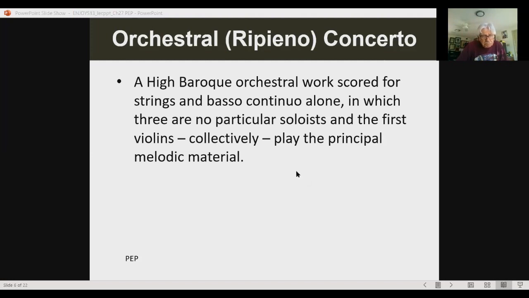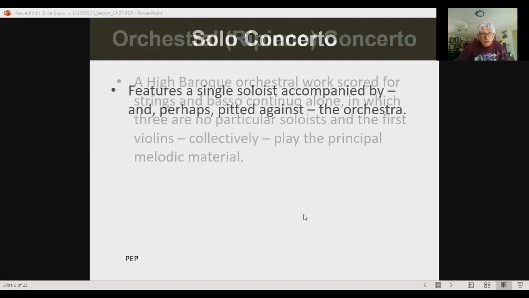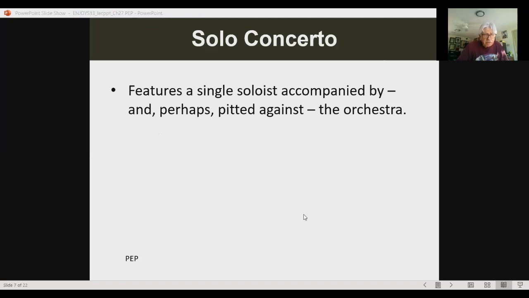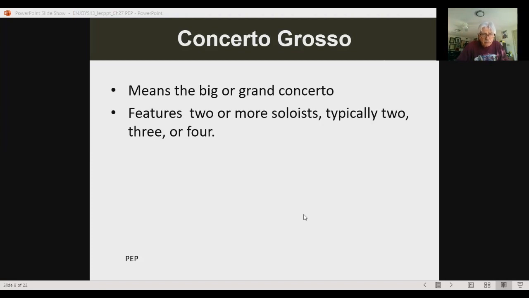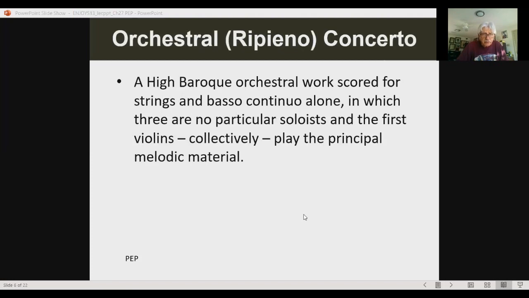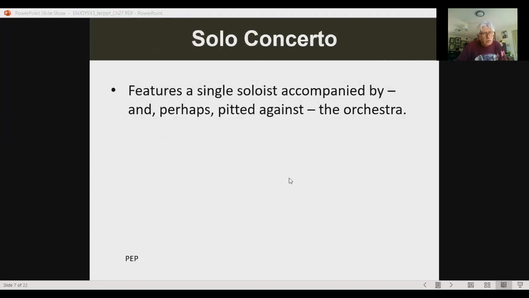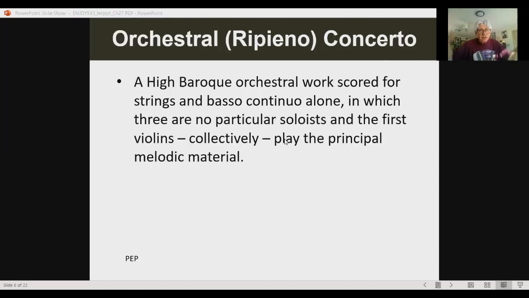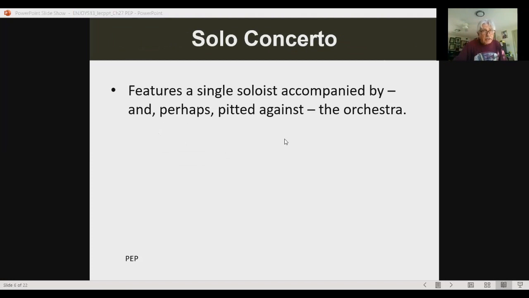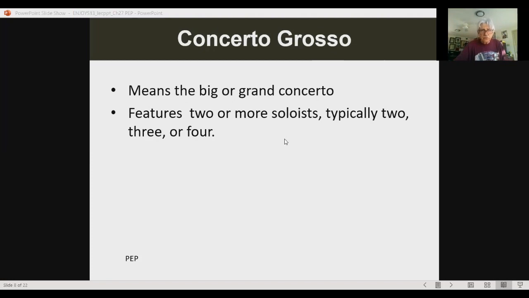Let me read what it is. Solo concerto features a single soloist accompanied by and perhaps pitted against the orchestra. And then the concerto grosso, meaning the big or grand concerto, features two or more soloists, typically 3 or 4. So that's the idea. We have the whole orchestra with no particular soloist, except the violins play the melody. And then here, you would in effect have the violin section versus the orchestra. There you go. And here, one versus the orchestra, and a small group versus the orchestra.